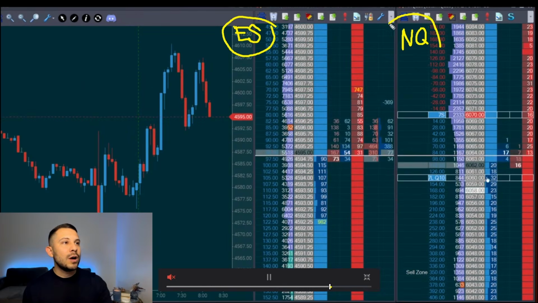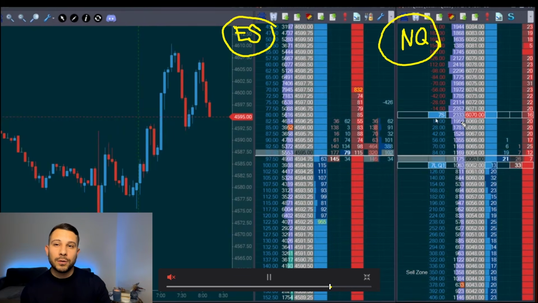This is the NQ DOM. You are going to see some activity happening here simply from my live stream. I'll go into those trades a little bit after in this video.